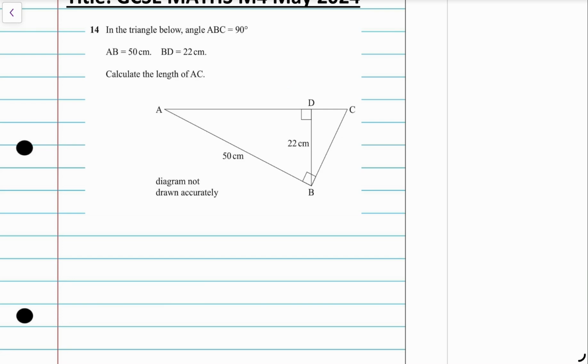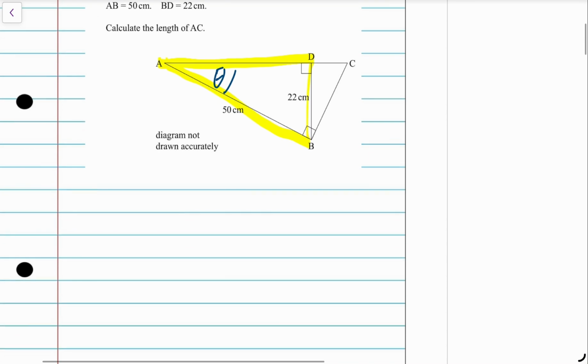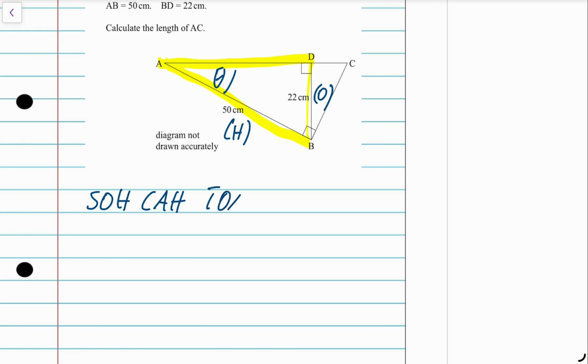Now we're going to use this triangle on the left first of all, and we're going to use it to find this angle in here. I'm going to call this angle theta. So in this wee triangle, this is my opposite side, the 50 is my hypotenuse, so we can just use SOHCAHTOA to do this.